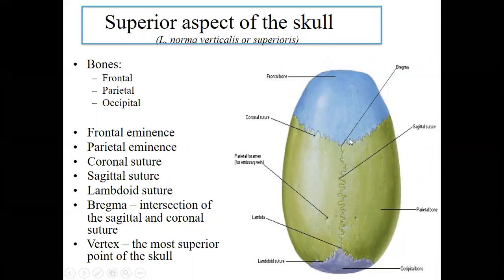And then we have the coronal suture, sagittal suture, and at the back there, we have the lambdoid suture. And the bregma, you can see here, this is the bregma, the intersection between the sagittal suture and the coronal suture. It's a junction between these two sutures. And the lambda at the back there is the intersection between the sagittal suture and also the lambdoid suture. And the vertex is the most superior point of the skull.